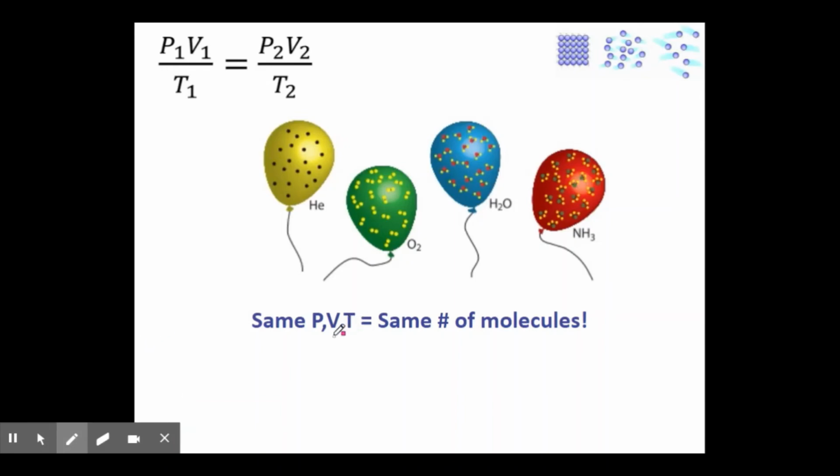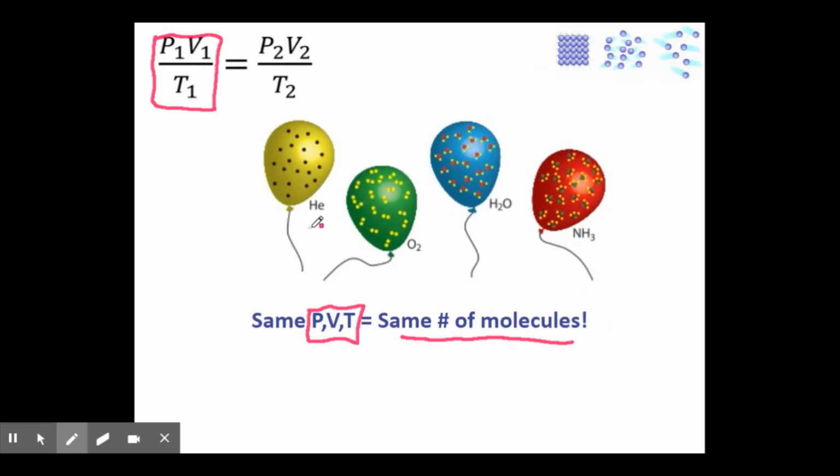But for Avogadro's hypothesis, as long as they're under the same pressure, volume, and temperature, you have the same number of molecules, no matter what the formula is. So don't let the formula confuse you. The easiest way to remember pressure, volume, and temperature is that we've been using the combined gas law. That has the three conditions that we can change, and those are also the three conditions that have to be the same with Avogadro's hypothesis. So it might be something to write on your reference table as a reminder.